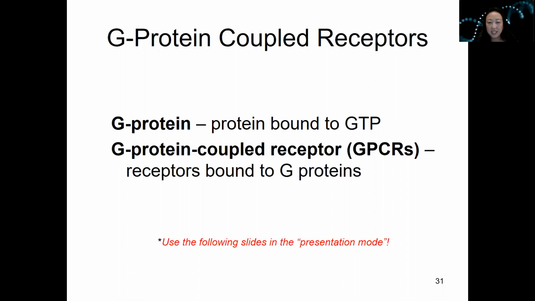Okay. When you use my PowerPoint, make sure to use the following slides in the presentation mode. That's how you're going to see the movement and the animation.